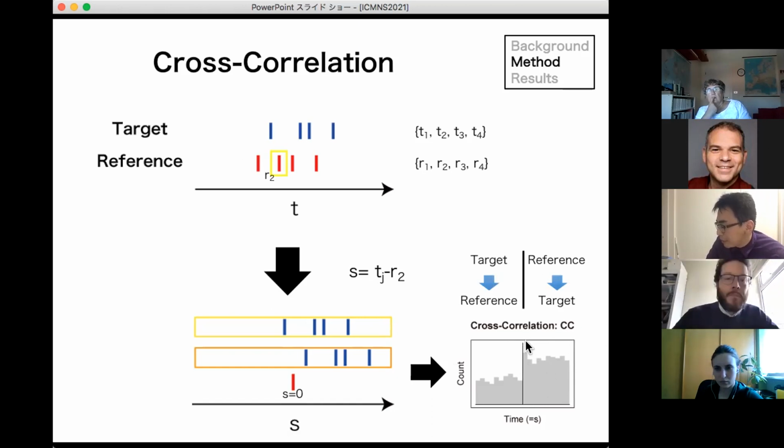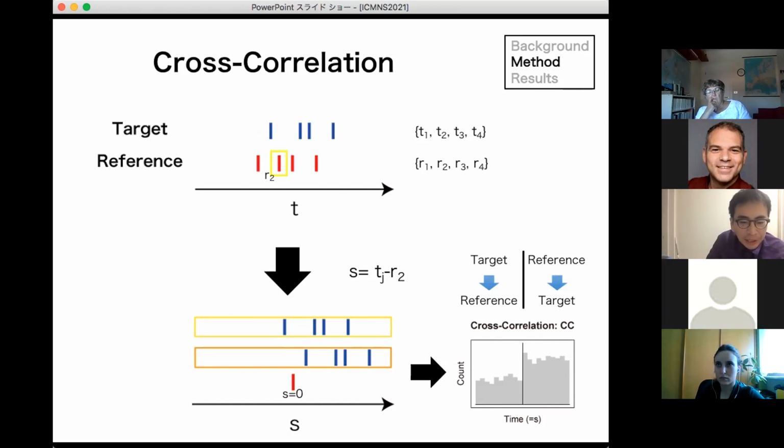side of the plot, it indicates the connectivity from a reference to target. And if you find a peak in the left side, it indicates the connection from target to reference. So it is quite easy to implement and easy to interpret.